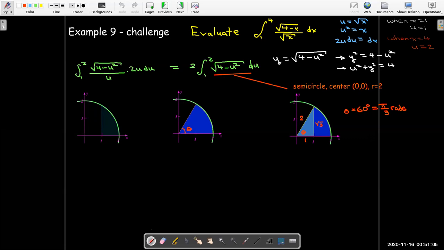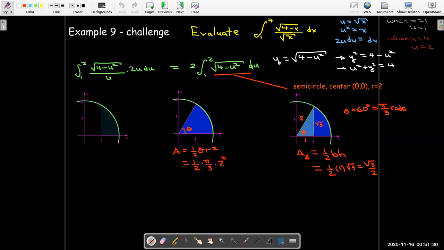All right, so let's start by calculating the area of this triangle. It's just half base times height. The base is 1, the height is radical 3. So we get root 3 over 2. Now let's look at the sector. From trigonometry, we should have learned the formula 1 half theta r squared. Theta has to be in radians, and so if I substitute the values for theta and r, I wind up with 2 pi over 3.